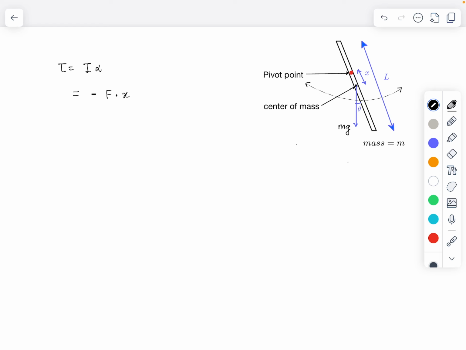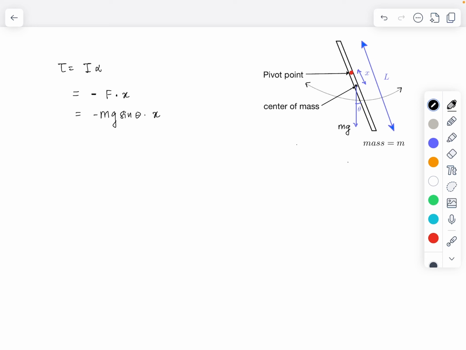So here what happens is that the weight of the rod acts through the center of mass, and that's at a distance of x from the pivot point. If you take the component of the weight along the rod, it is clear that it's not going to produce any torque, and that component is mg cosine theta. So the force that provides torque is the component of the weight that's perpendicular to the rod, and that is mg sine theta. So we can write this as minus mg sine theta times x.